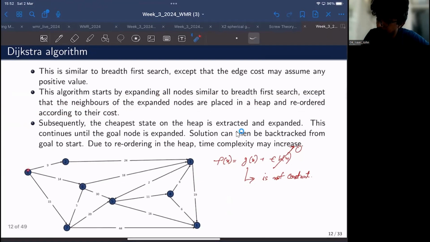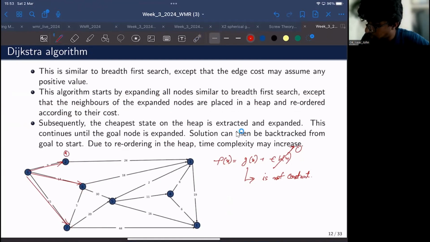For example, if you are beginning with the start node, it will try to expand all the neighboring nodes. So in the case of a start node, the neighboring nodes are node 2, node 6, and node 7. And what are the costs? So cost of reaching node 2 is 9 units. Cost of reaching node 6 is 14 units. And cost of reaching node 7 is 15 units.